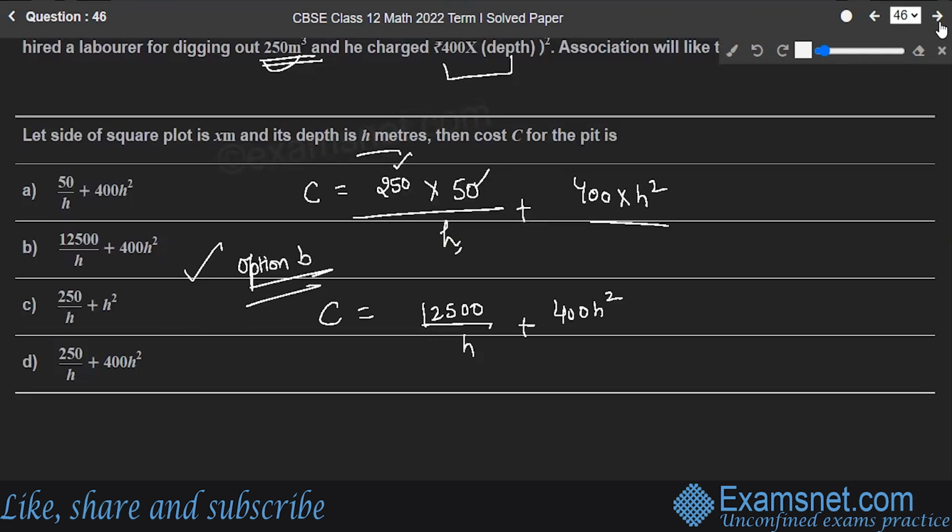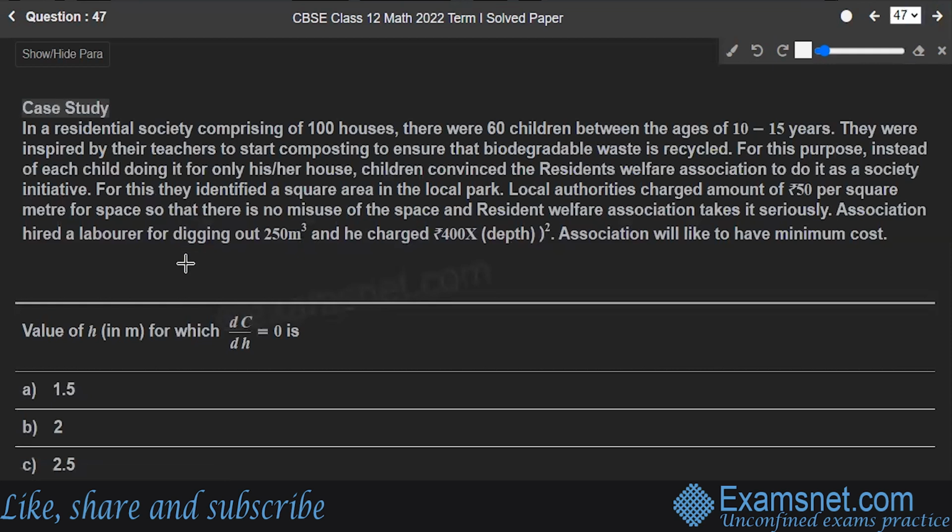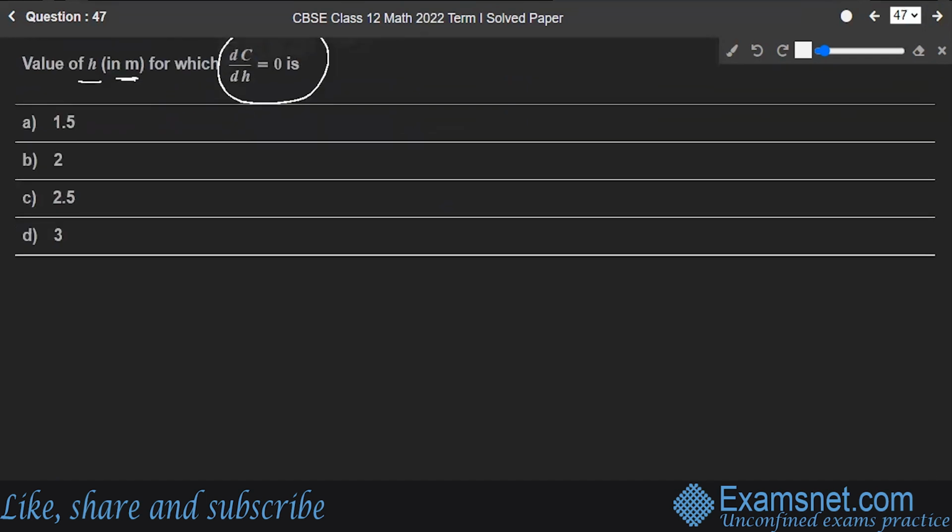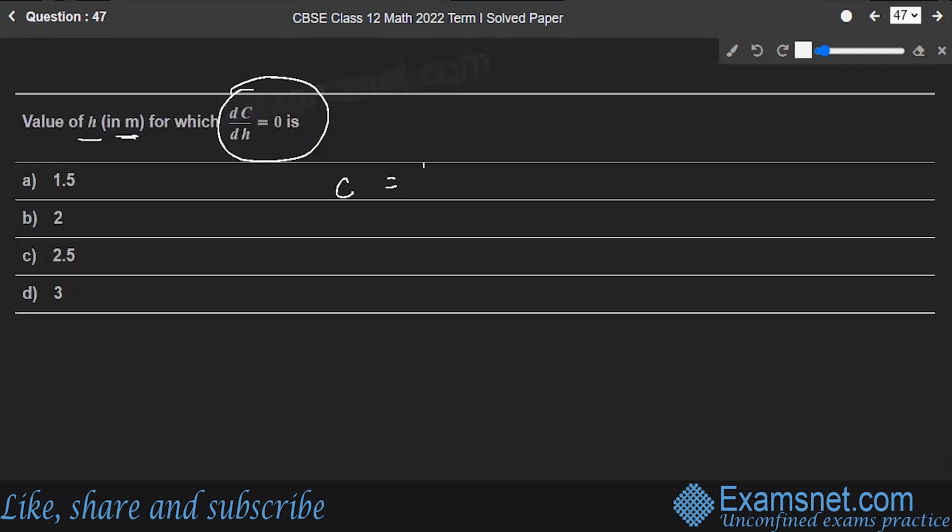Hope you understood that. Next question. So the same case study is there. Now it's saying the value of h in meters for which dC upon dh is equal to 0. Let's get back to our equation. We had C as 12500 upon h plus 400 into h square.